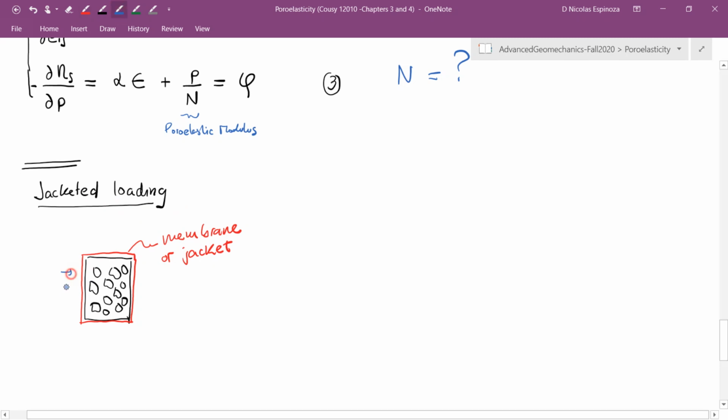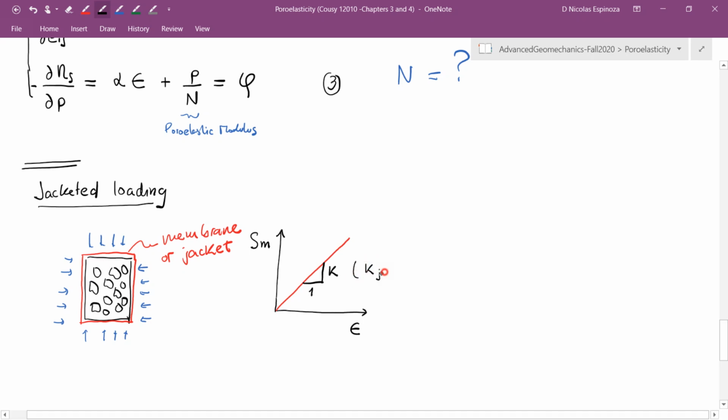And for example, if I apply an external stress or an external pressure, then what I'm going to get is the deformation of the entire porous solid is going to depend on the volumetric strain, as we stated before. If this is the mean total stress, and this is the volumetric strain, then assuming linear elasticity, the slope of this line is going to be the bulk modulus of the porous solid, or also I could call it the K jacketed.